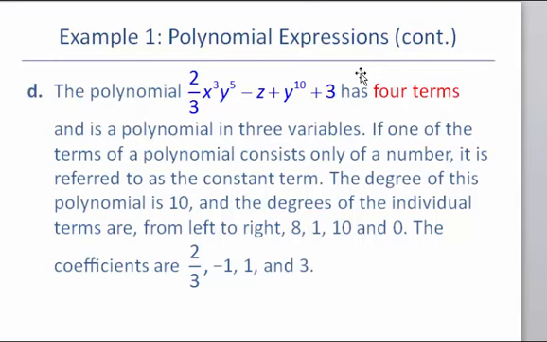The degree of the polynomial is 10. That's our highest exponent here. We have a 10. Over here we have a sum of 8. But the degree would be 10. And the degree of the individual terms, we would have an 8 on this first term. We have a 1 on this term, z to the first. We have a 10 on the y term. And we have a 0 on the 3, because remember that this can be written as 3 times x to the 0 power. And the coefficients would be 2/3, negative 1, positive 1, and positive 3.